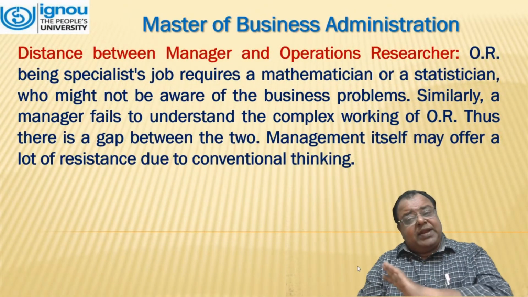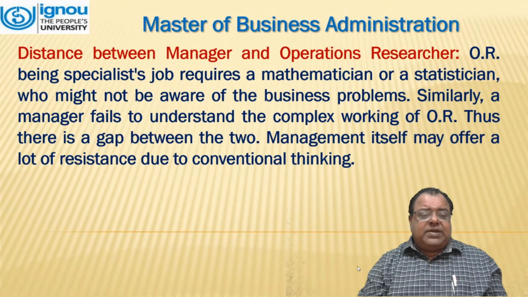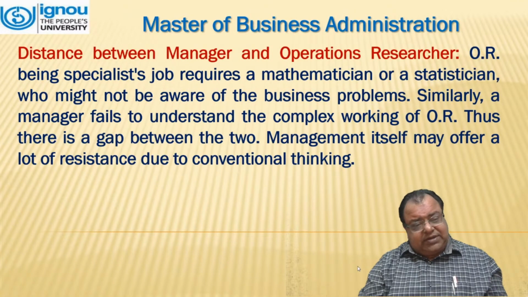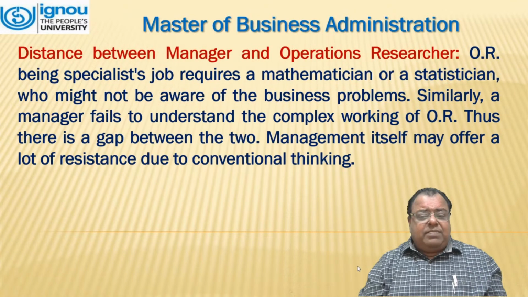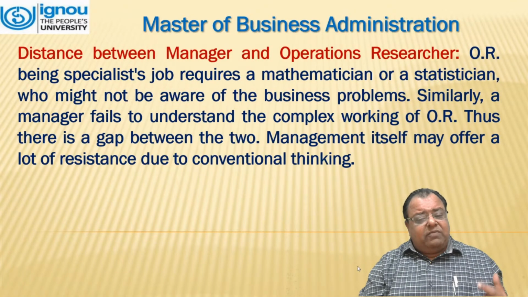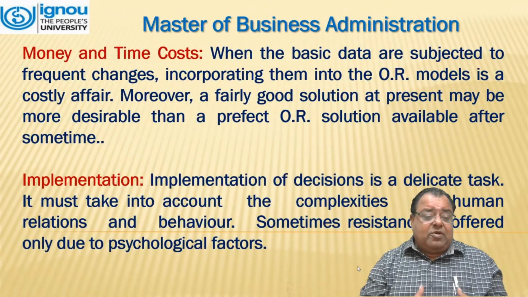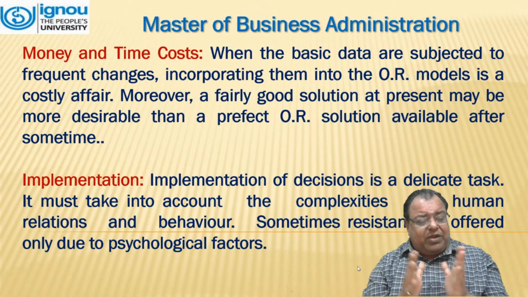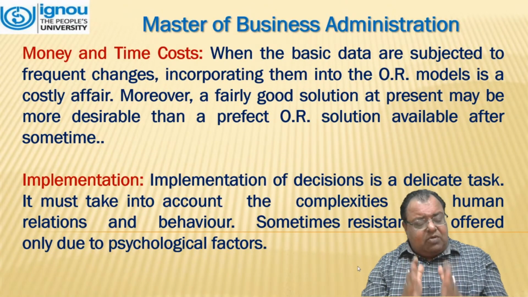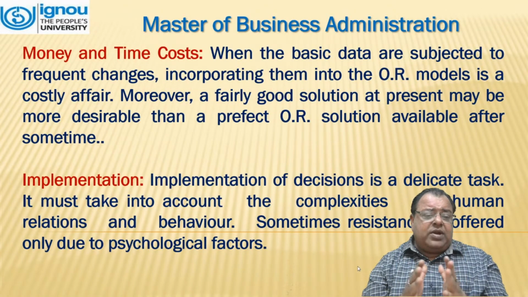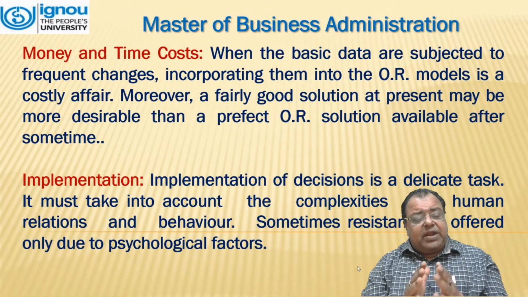Distance between manager and operations researchers. OR, being a specialized job, requires a mathematician or a statistician who might not be aware of the business problems. Similarly, a manager fails to understand the complex working of OR. Thus, there is a gap between the two. Management itself may offer a lot of resistance due to conventional thinking, money, and time cost. When the basic data are subjected to frequent changes, incorporating them into the OR models is a costly affair. Moreover, a fairly good solution at present may be more desirable than a perfect OR solution available after some time.